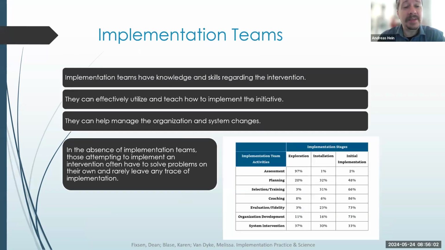Okay, implementation teams are key. These are the guys that implement. They have the knowledge and skills to intervene. They can effectively utilize this knowledge to actually produce or deliver the services. And usually you need to help them manage the organization and the system changes.